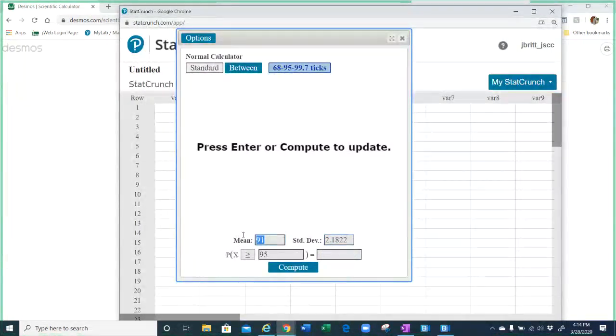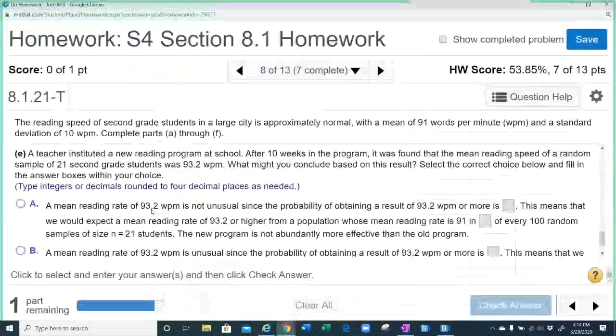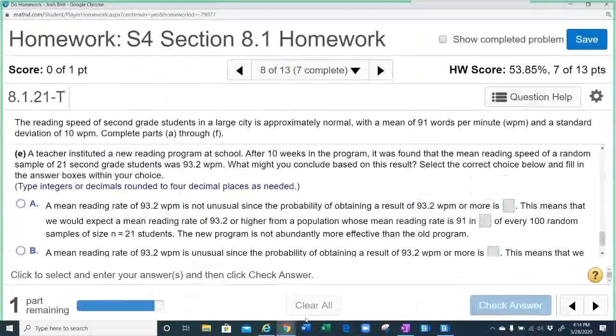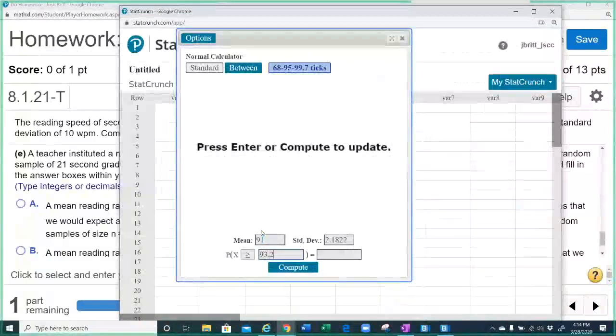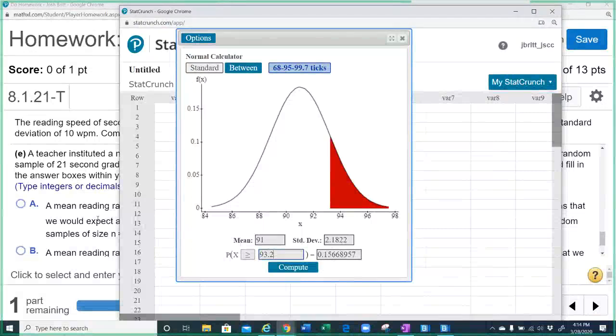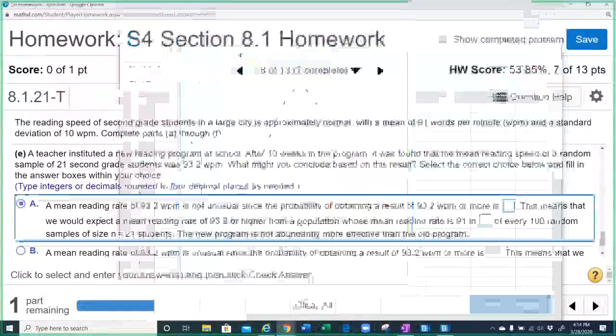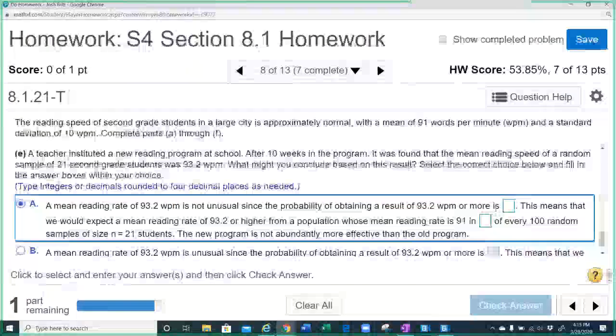And then the true mean, we assume, stays at 91, and we want to know the probability of getting a rate of 93.2 or more. So 93.2 is what we're wanting here, and that's 1567. Now that probability is high, so the reading program probably did not have an effect. So it's not unusual, since the probability of obtaining a result of 93.2 or more is this.